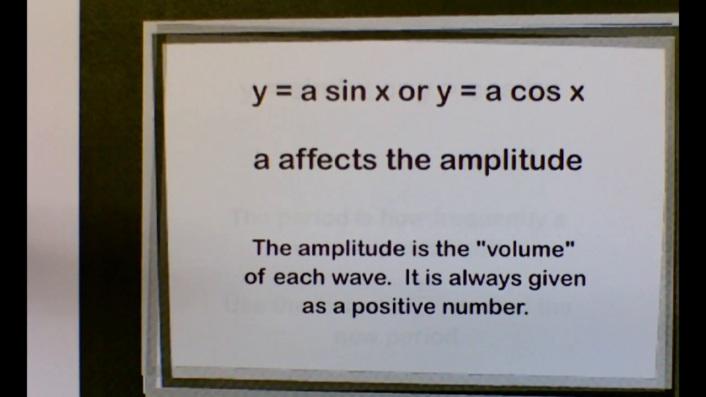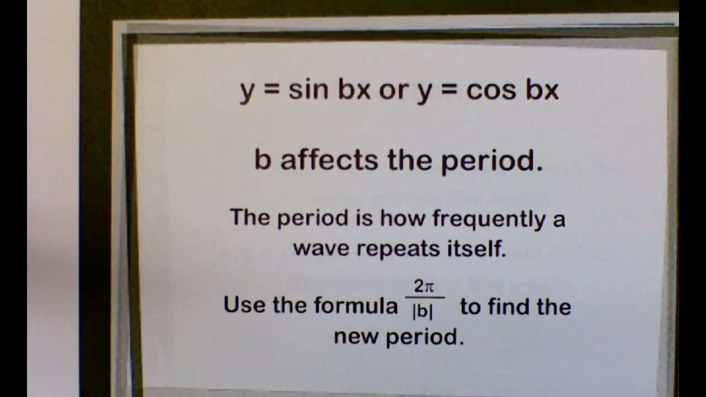A affects what is called the amplitude. The amplitude is the volume of each wave, and it's always given as a positive number. It's how high and low our function is going to go. Then we have this b value, and b is going to affect the period. B is in with the x. The period is how frequently the wave repeats. So the formula, 2 pi over the absolute value of b, tells the new period.